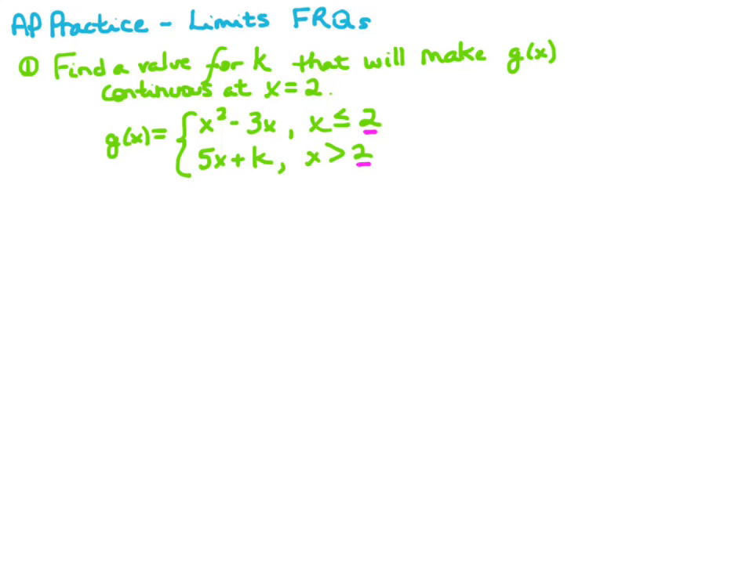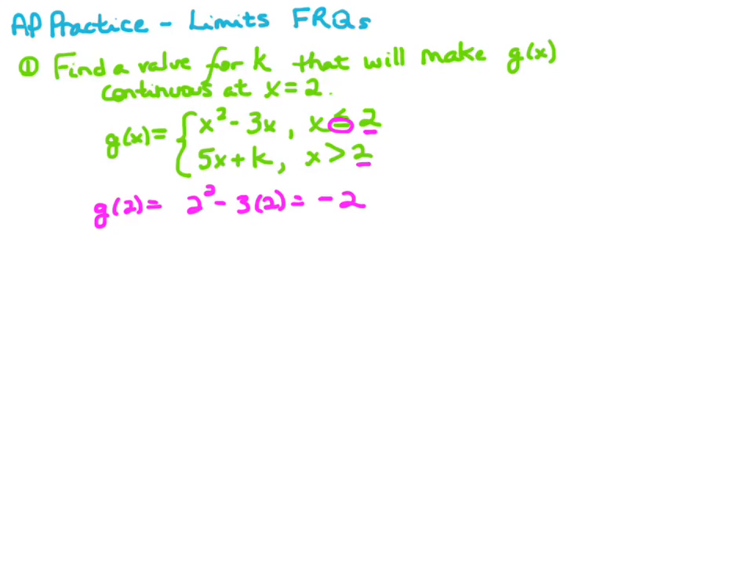So if the function is going to be continuous, that means, of course, that g of 2 exists, and it does. g of 2 is equal to 2 squared minus 3 times 2, so that's negative 2. I substituted 2 into that piece because that's the piece that includes the "or equal to." The other thing that has to be true for g of x to be continuous at 2 is that we have to have a limit at 2. The limit from the left must be equal to the limit from the right, and that limit must be equal to negative 2, the value of the function.